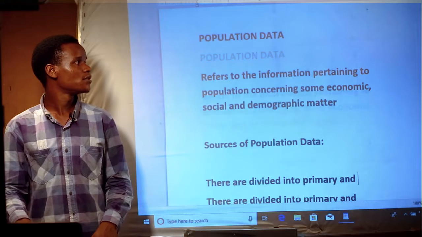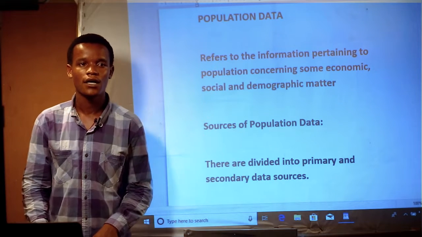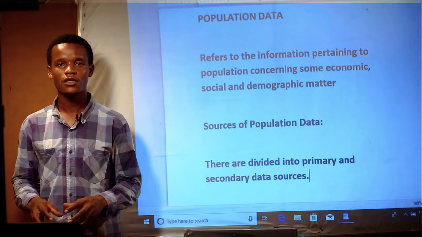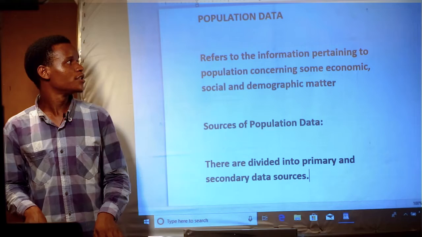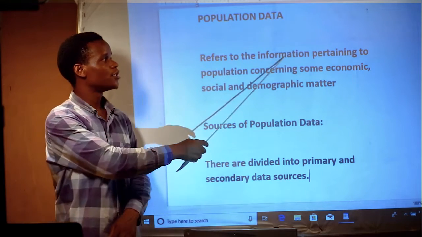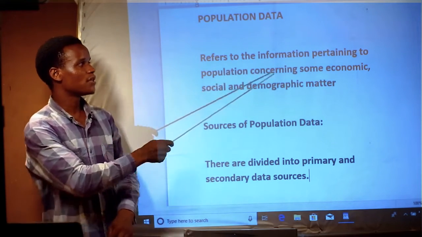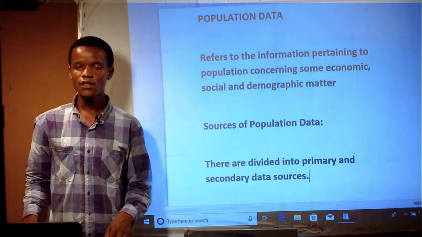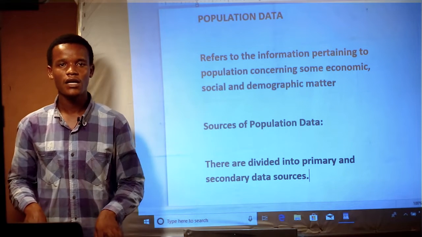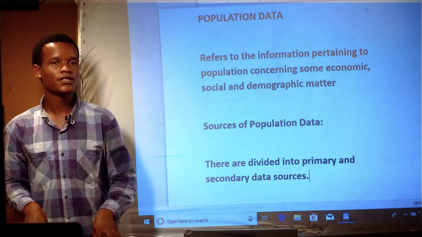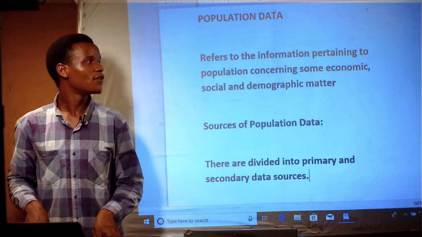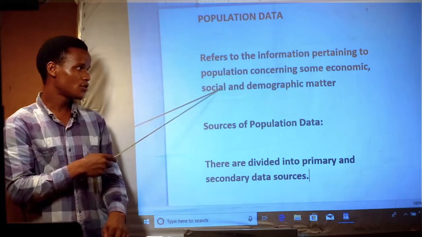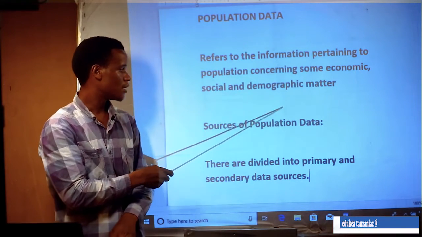Okay, let us jump to see population data. When we talk about data, we mean a body of information. Any body of information, we call it data. Population data refers to the information pertaining to population concerning some economic, social, and demographic matters. Population data refers to the summary of information that tells us about the population of a certain area by looking at different sectors like economic, social, and demographic matters.